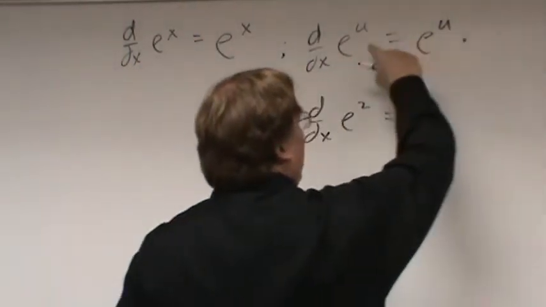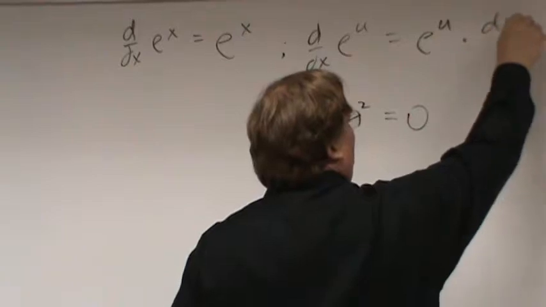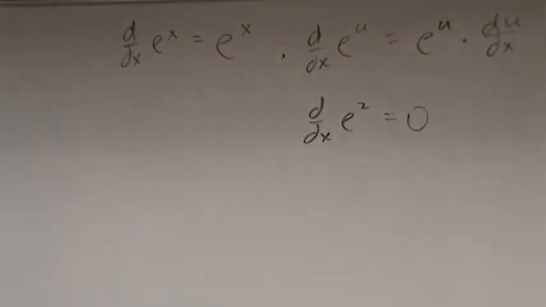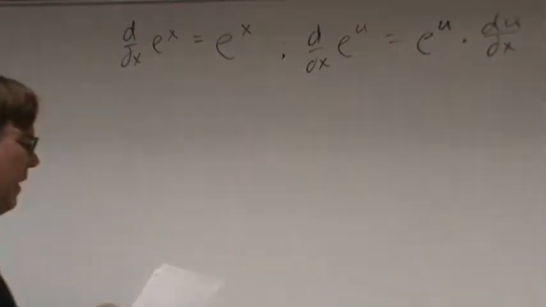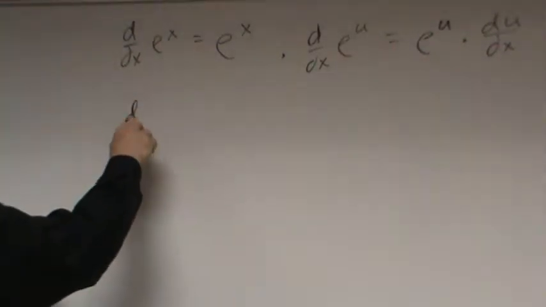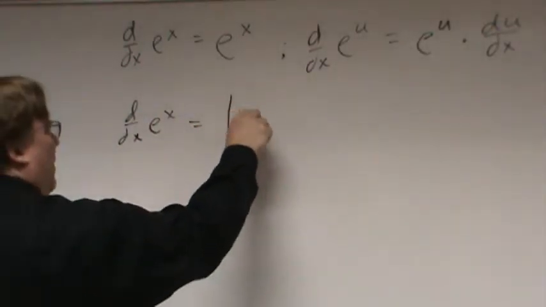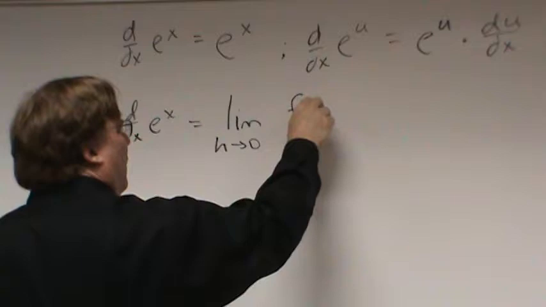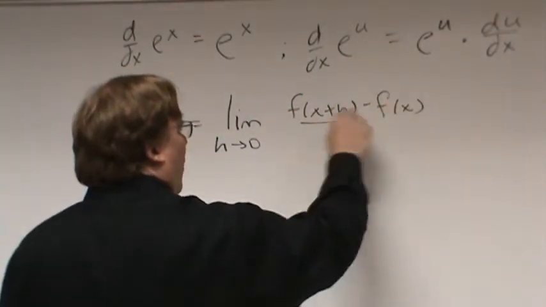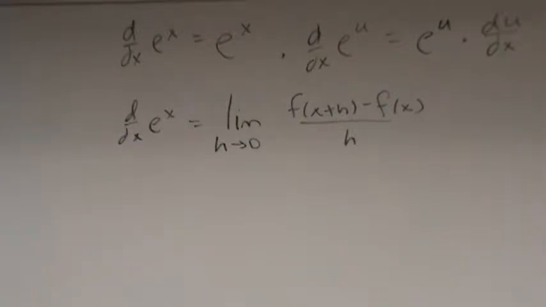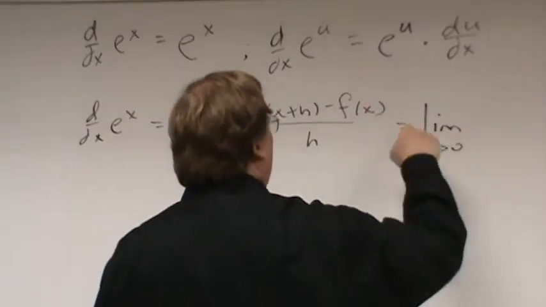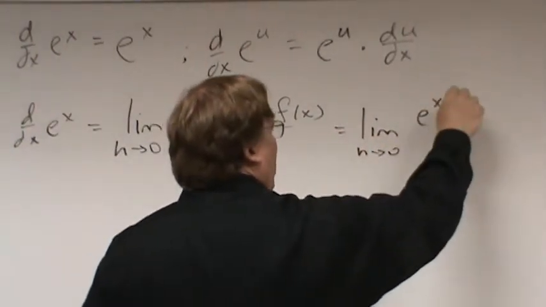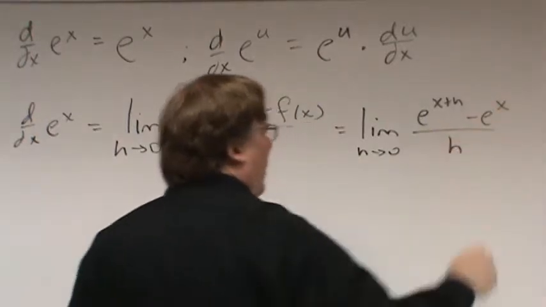But the derivative of e to the u is just e to the u, except you must multiply by the derivative of u. That's the chain rule. Alrighty. Well, here comes the derivation of it. You don't have to write this down. I'm going to write it down as quickly as I can. Derivative of e to the x equals the limit as h approaches 0 of f of x plus h minus f of x all over h. That's our definition of the derivative. So now I'm going to stick in x plus h and x into the function. So I get e to the x plus h minus e to the x all over h.